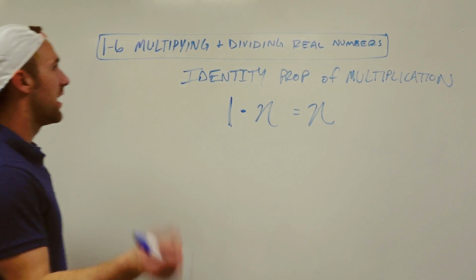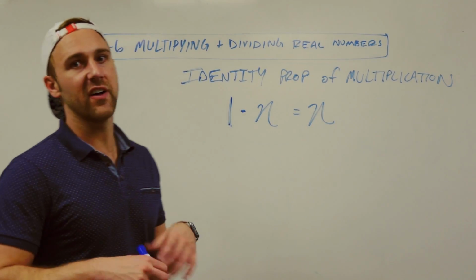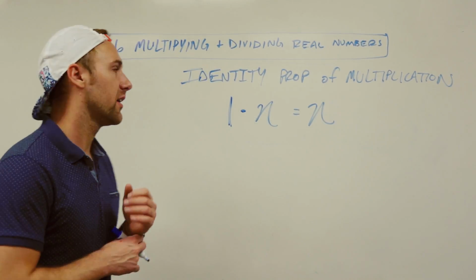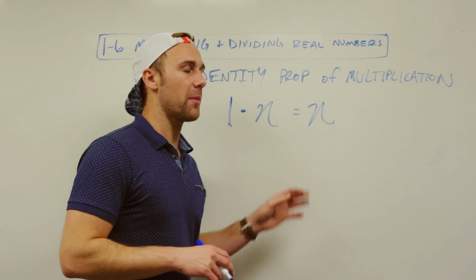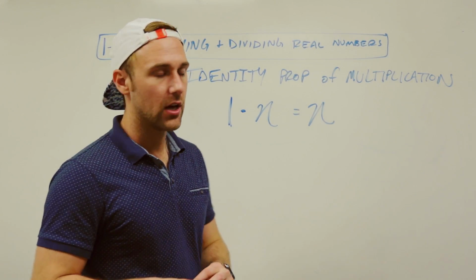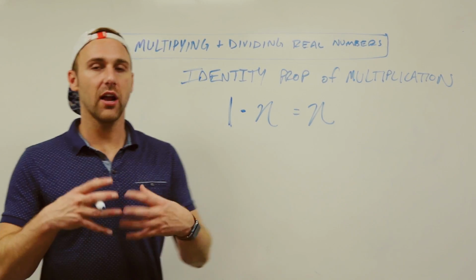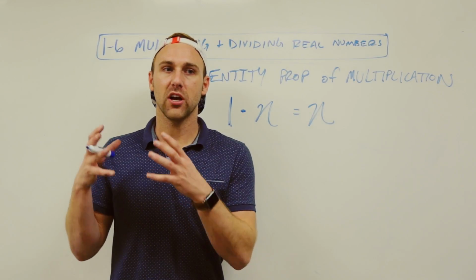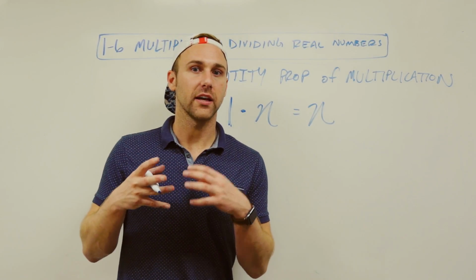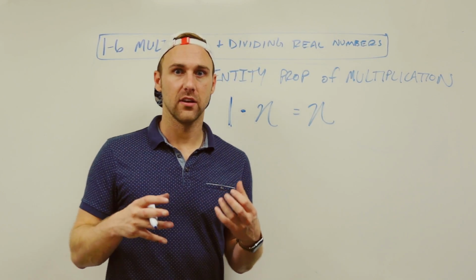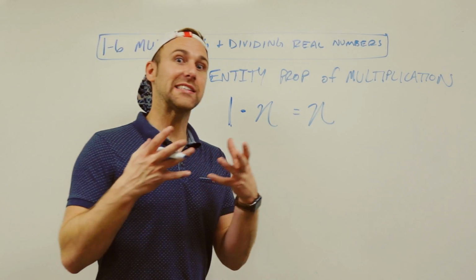We're talking about real numbers, multiplying them, dividing them, etc. First thing I want to talk about is the identity property of multiplication. Essentially, you're talking about multiplying and its core identity, its core pillar of what it is, and that's multiplying times 1.